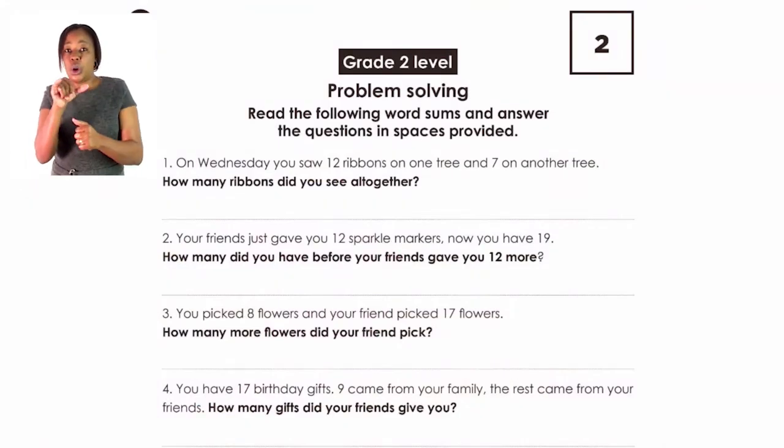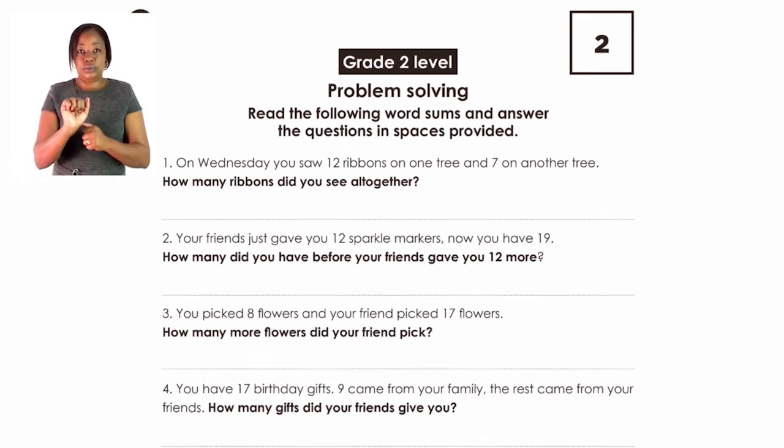We are going to read the second one and see what operation sign we are going to use there. Now come with me to page 8 again. Let's do the second one together. Your friends just gave you 12 sparkle markers. Now you have 19. Your friend gave you how many? They gave you 12. And now you have a total of 19. So, how many did you have before your friends gave you 12?